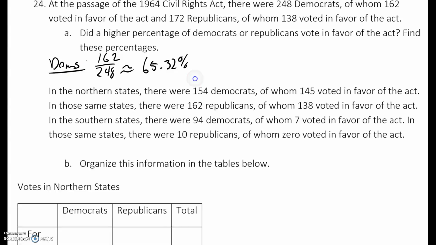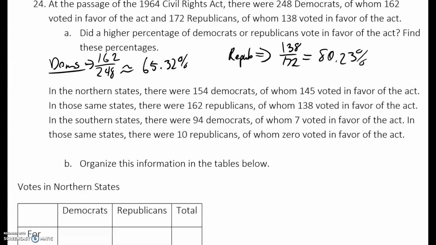And then doing the same thing over here for Republicans, we can go through and get it. It was 138 out of the 172. Okay, so we end up with 80.23%. So that's a pretty straightforward part there.